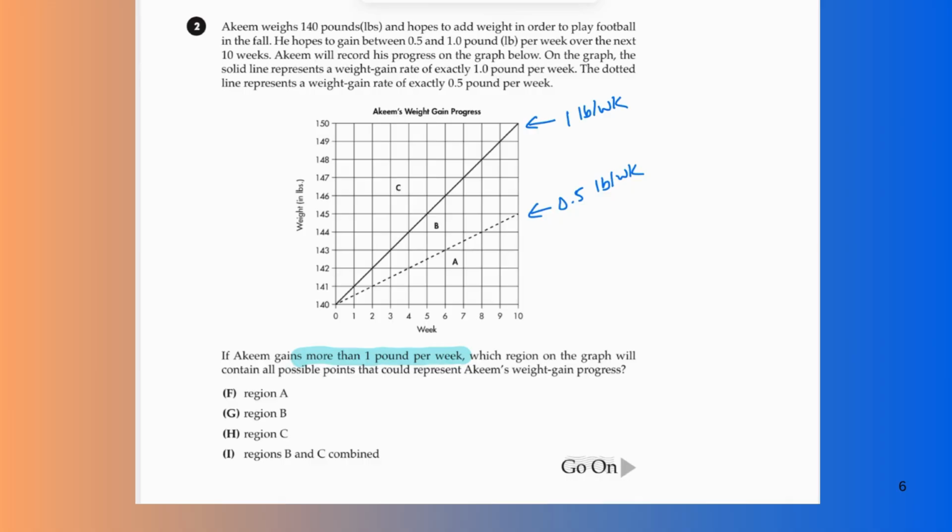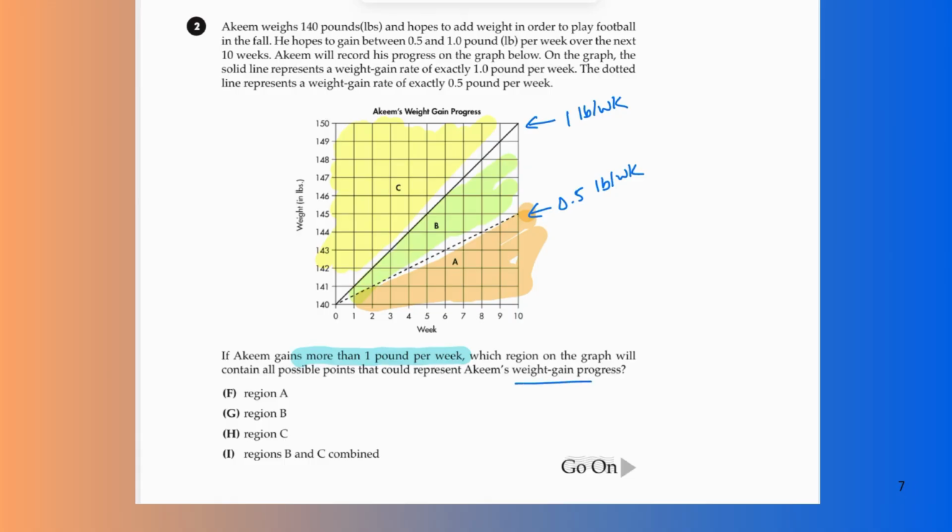So they're asking us, are the points that represent more than 1 pound of gain per week in this region, region C, are they points that are here in region B, or are they points that are at the bottom in region A? Where are the points that show that he's gaining more than 1 pound per week?